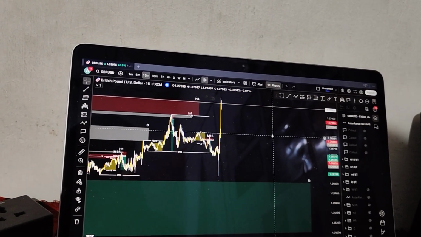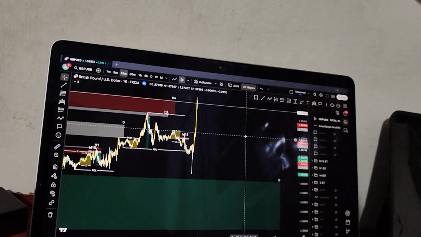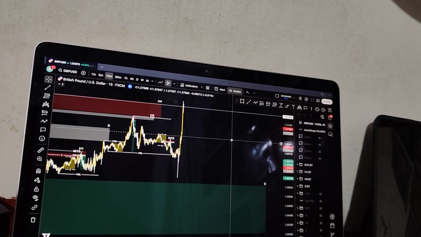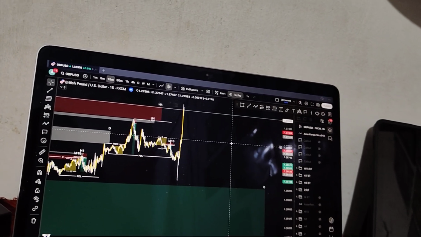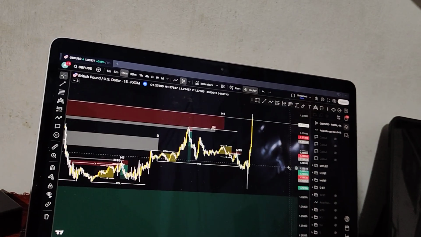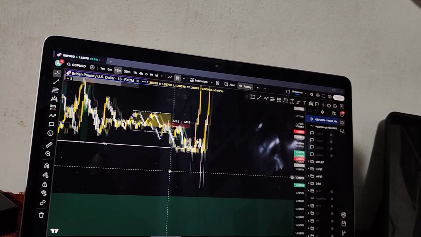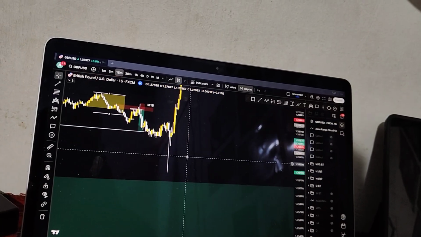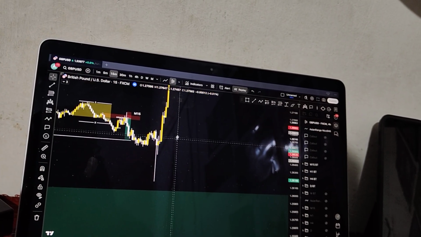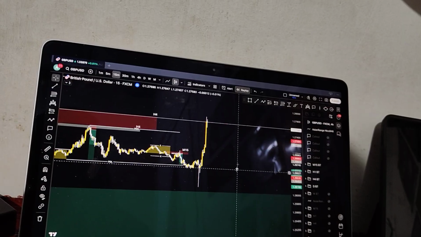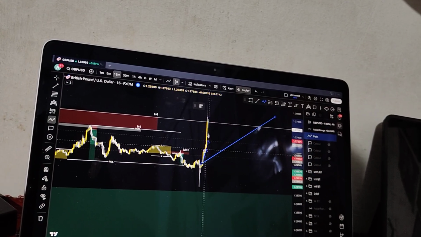NFP and CPI literally tend to set the market. They decide the direction where the market will be headed for the next weeks. As you can see, first it might go down like it did in this trade, sweep all of the liquidity, sweep all of the buyers right here. All of the buyers got stopped out. Friday also was a winning trade. So after that it literally went up lots.